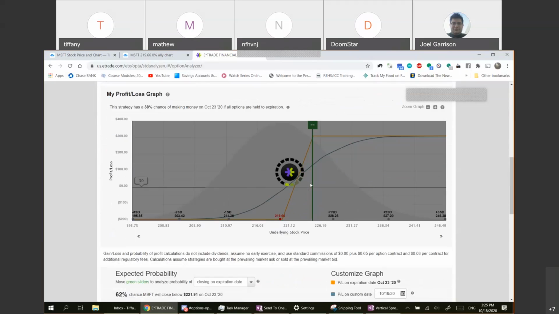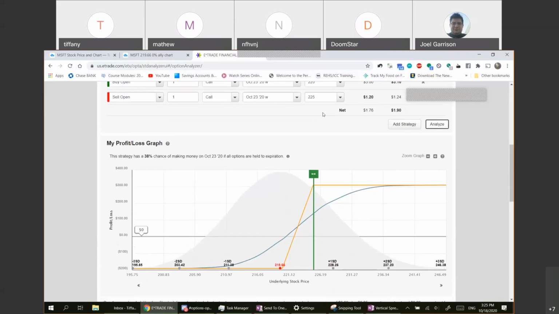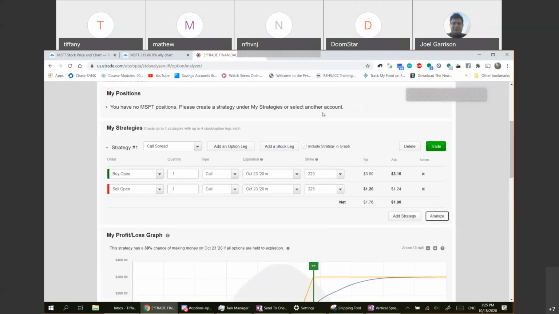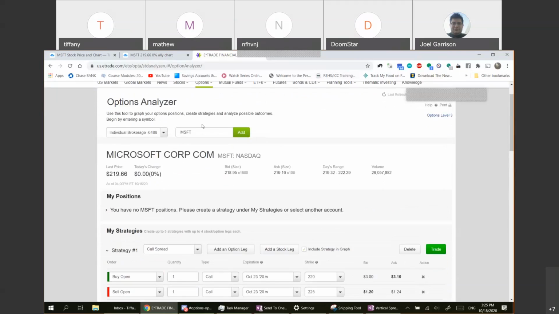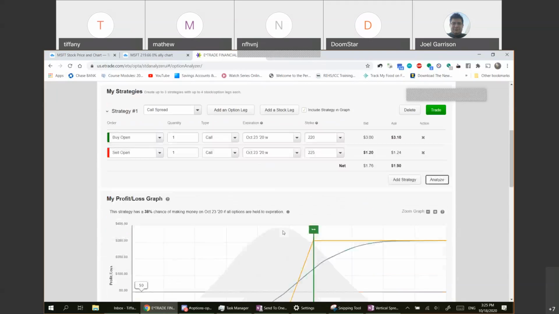That's the trade-off. You are going to receive $300 if it expires in the money, and if it expires deep in the money, which kind of explains if you're at one standard deviation, 228. If it expires there, you're definitely going to get that $300, which the broker will clear for you on Saturday. So that is Microsoft for a very bullish trade.